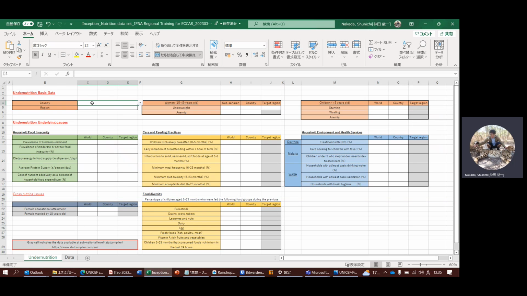Okay, let's start from the top one. First, we need to put the country. You can select any of your countries. As an exercise, I select Cameroon as an example. And then you must have a target region, but for now, I just put XXX. Then we will examine the status of undernutrition. This is for adult women, and this is for child. So we need to put data for each category.